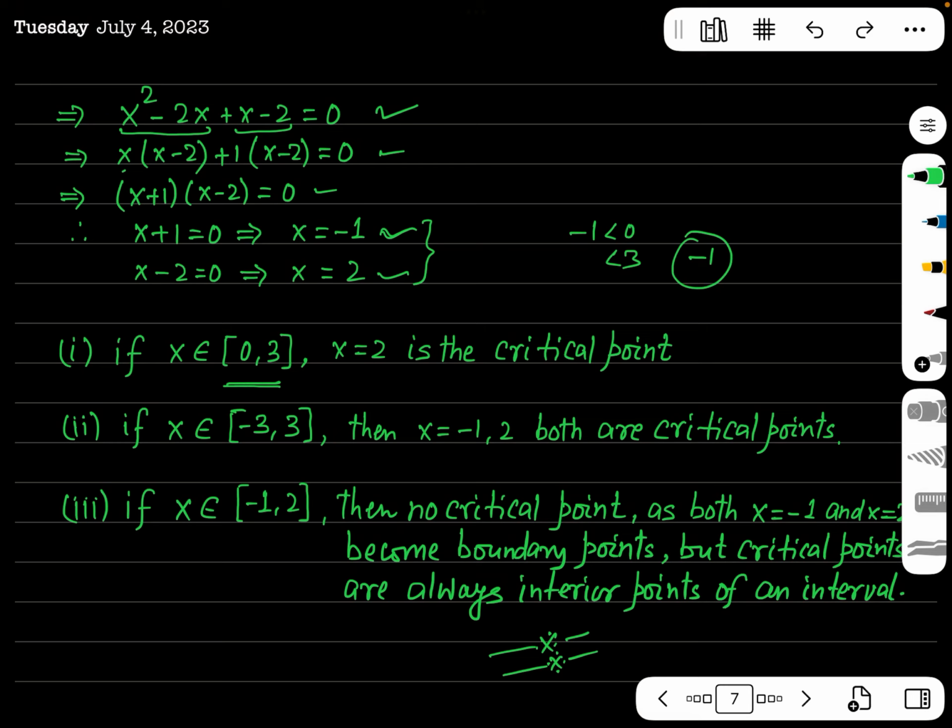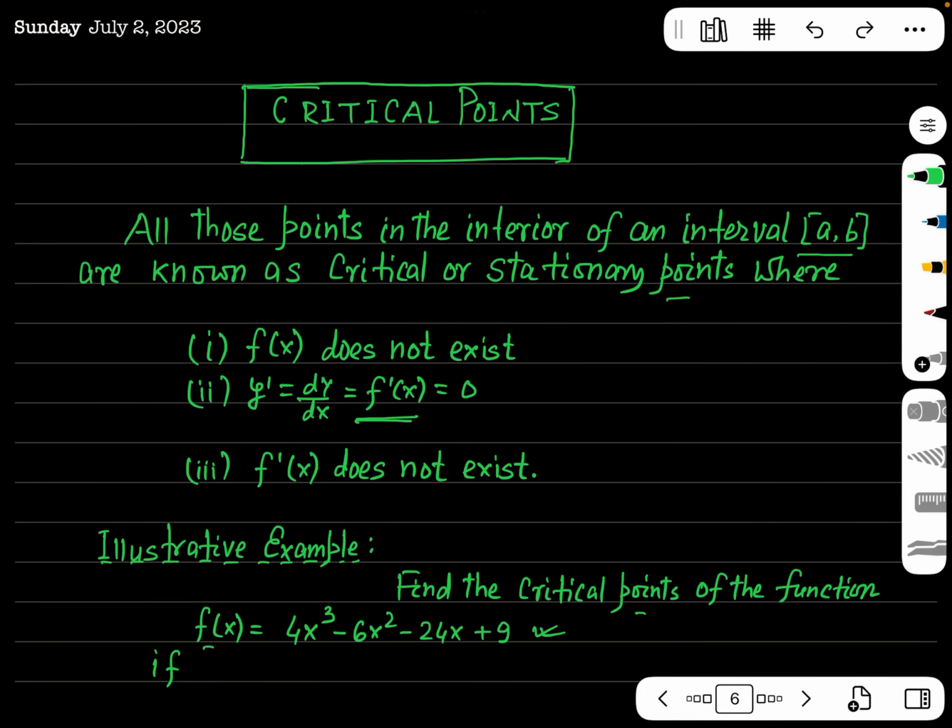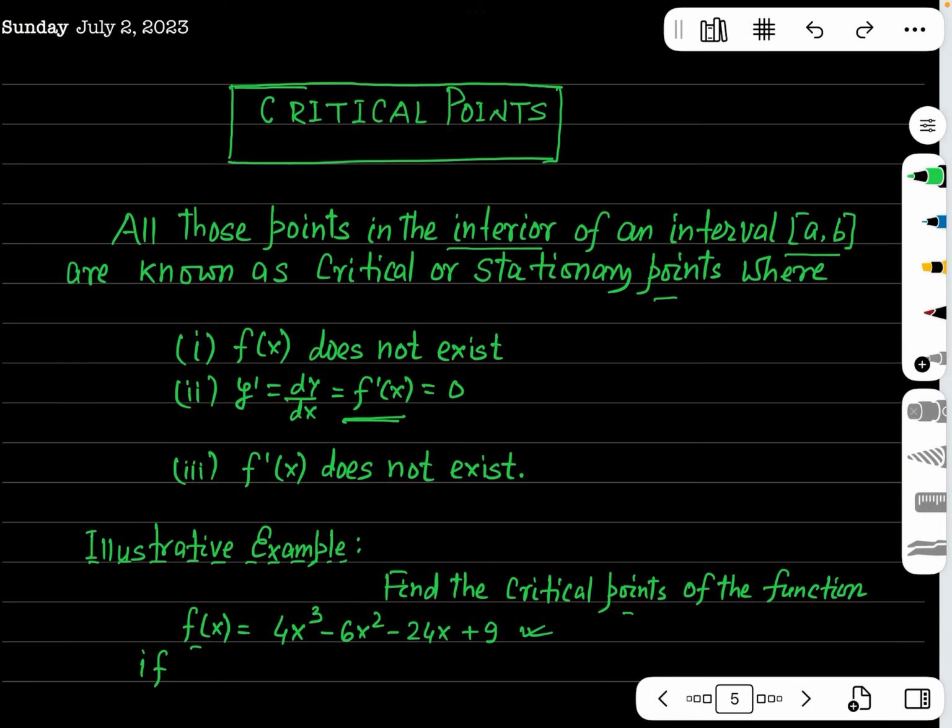-1 will not be a critical point, although we have obtained that x may be -1 and may be +2. But for this interval, since -1 lies outside of this interval, and an exterior point of the interval is not a critical point, that must be an interior point. Mark it. So in this definition, I have written here that all those points in the interior of an interval, mark this.